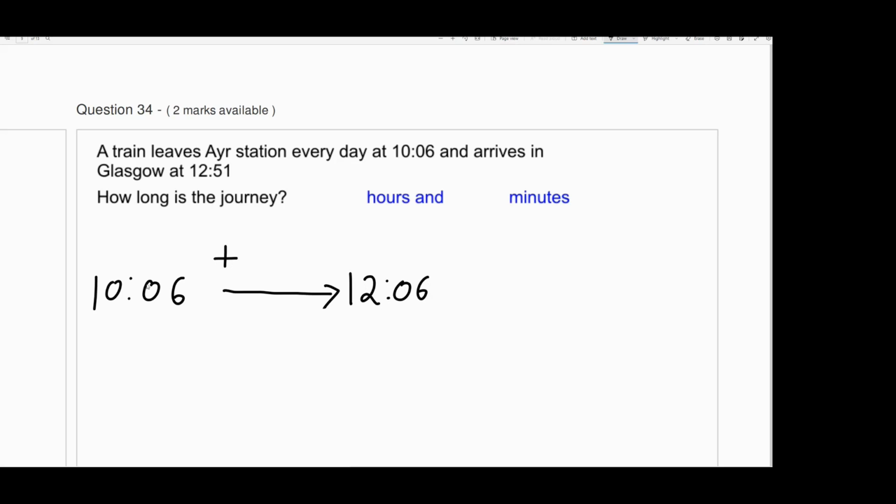So how long is it going to be between 10:06 and 12:06? Because they want, yeah, that's just 2 hours. That's easy. Then how much more time, so this time in terms of minutes, is going to pass before we get to 12:51?